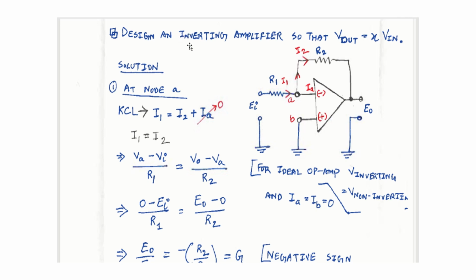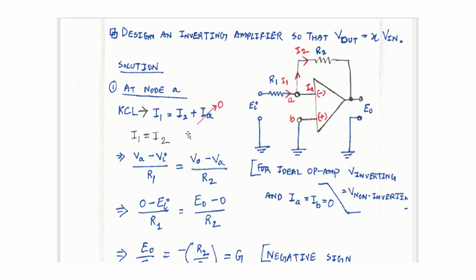So since we are doing an inverting amplifier, I'm connecting the positive in with the ground. The negative in is connected with the input source EI. And for controlling the amplifier we need an input resistor and a feedback resistor. So that's how R1 and R2 are connected with the negative in. R1 directly connects to the negative in, and R2 connects the negative in with the output.